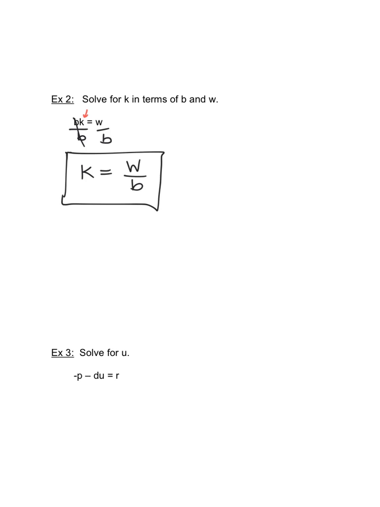Okay, example 3 is an example of a 2-step problem. Solve for u. So u is over here. First, I want to get rid of the p, the negative p, and then I'll get rid of the negative d. Just pretend that these were numbers. If it was like negative 5 minus 2u equals 10, right? If I wanted to solve for u, first I would add 5.